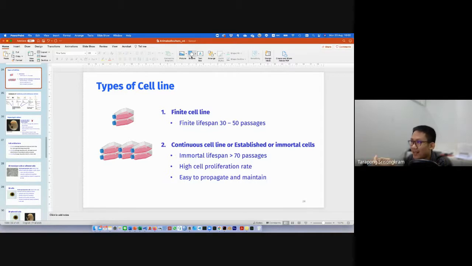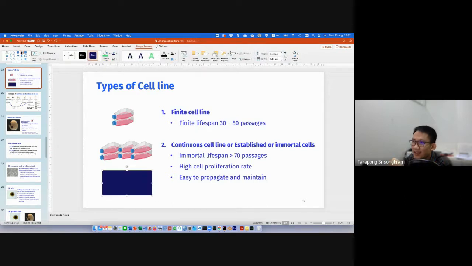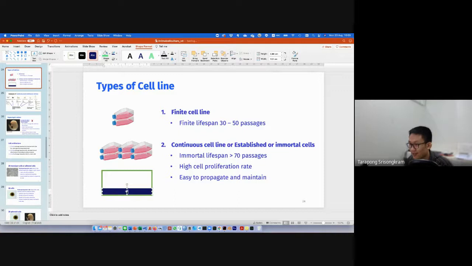And if we culture the monolayer cells, the cell will attach. Here the cell will attach to the surface of the flask.